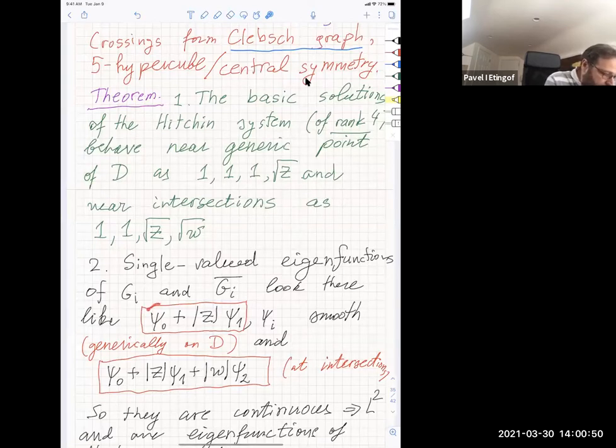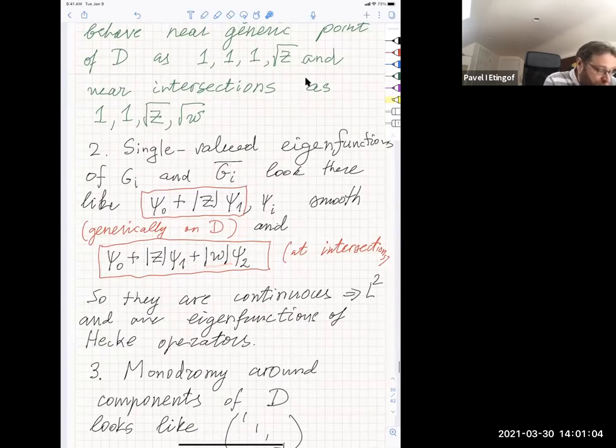And so therefore, these single valued eigenfunctions behave like this. So near a generic point, they behave like psi 0 plus absolute value of Z times psi 1. And at special points where 2 divisors intersect, psi 0 plus absolute value of Z times psi 1 plus psi 2 times absolute value of W, where these things are analytic functions. And so we see that, in fact, they're continuous. So in this case already for 5 points, eigenfunctions are continuous, although they are not differentiable.